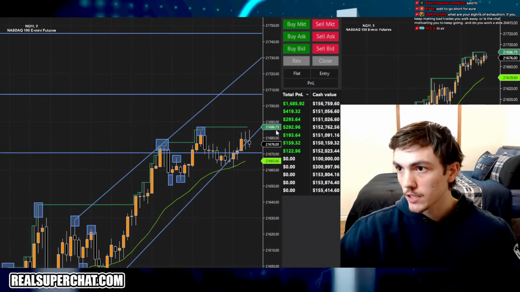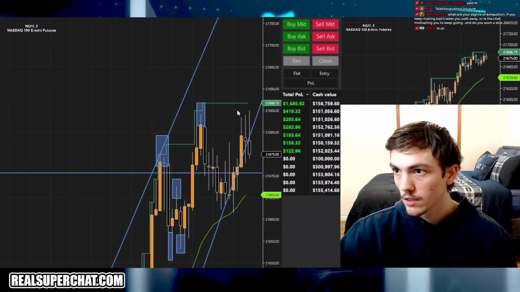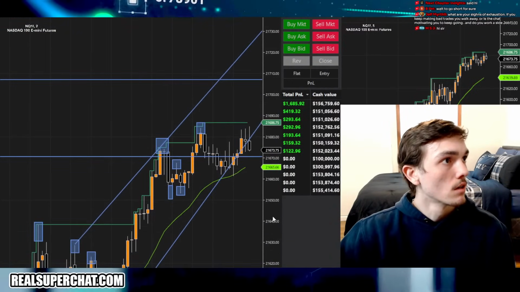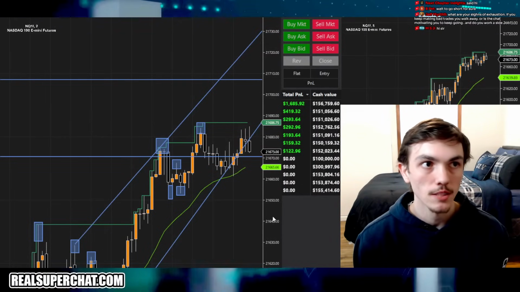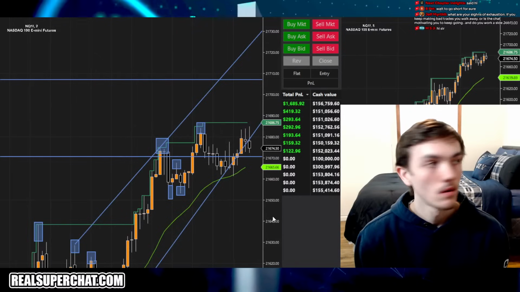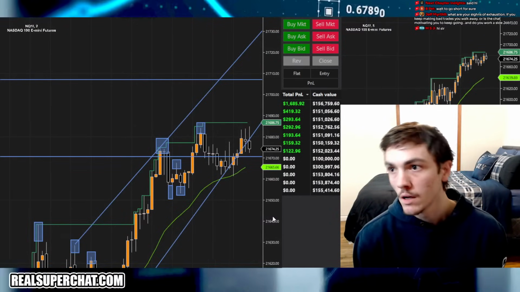Okay, NQ did just create a... Even though it doesn't look like it, this wick is higher, so it technically created a higher high. So definitely not going to short it. But NQ 30 minute looks top heavy. NQ 5 minute looks top heavy. ES created a new high.